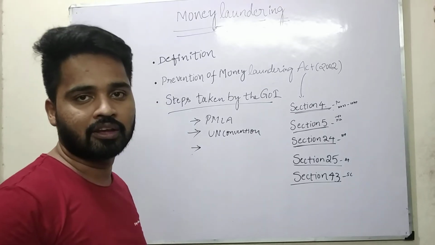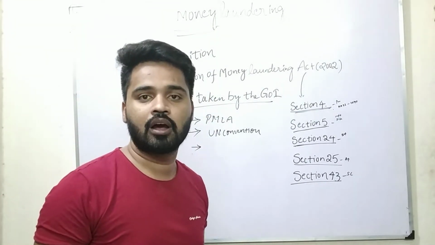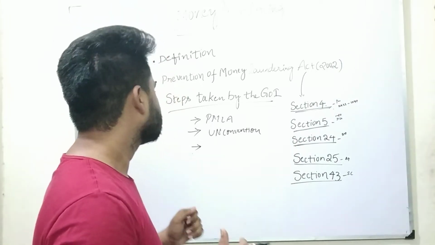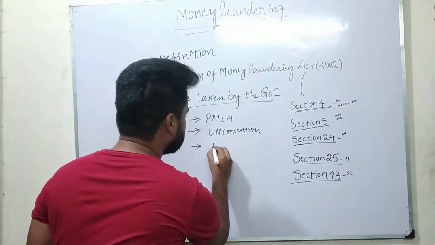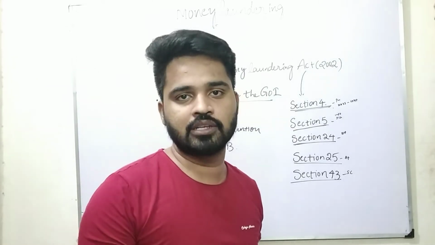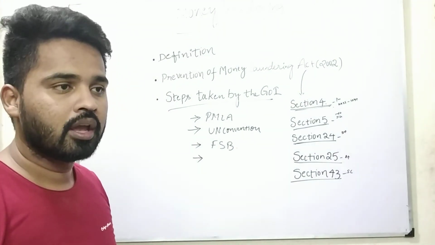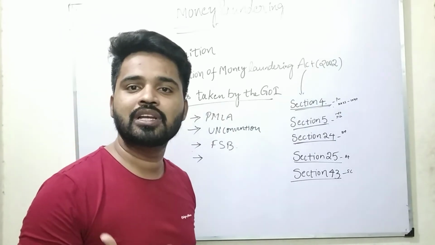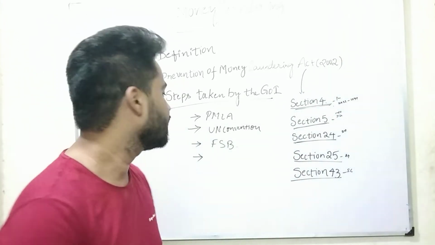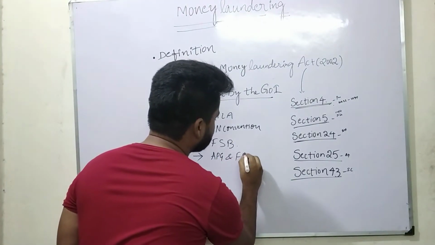The next initiative taken by the government was the establishment of a financial stability board for the coordination of the inter-regulatory bodies. Apart from this measure, India is also a part of multilateral forums like the Asia Pacific Group and the Financial Action Task Force.